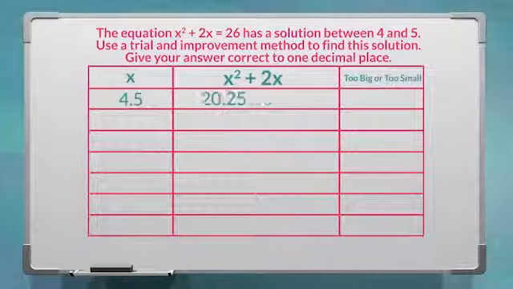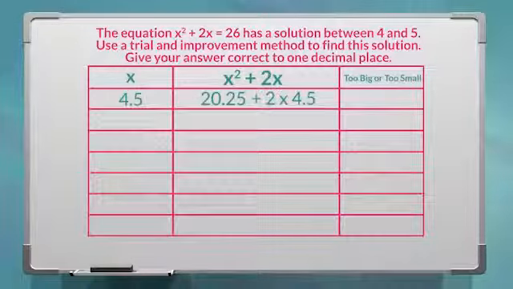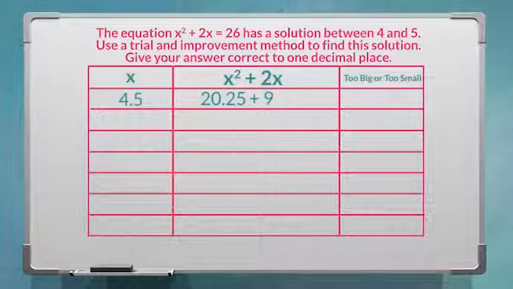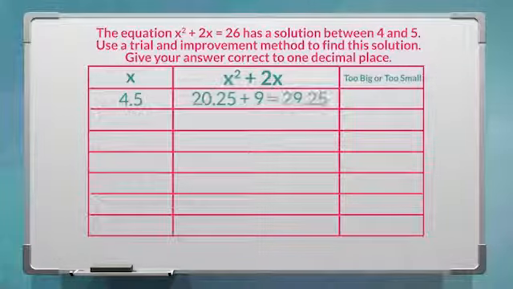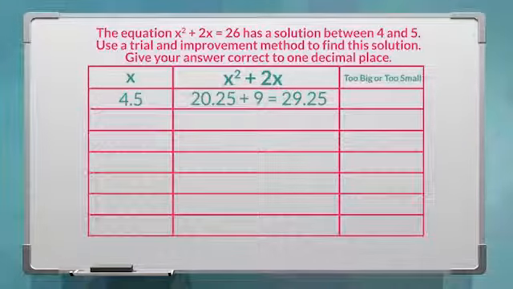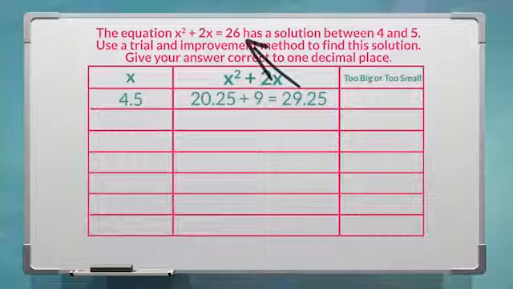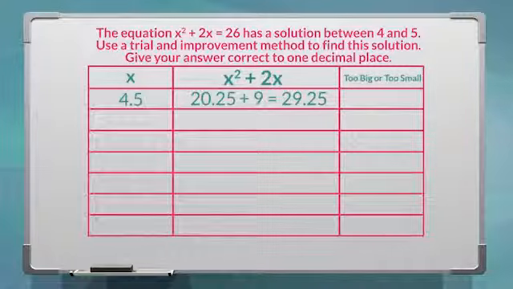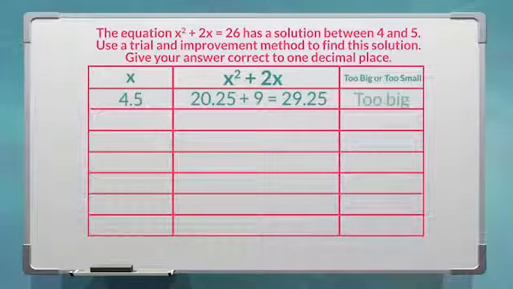After that, we have plus 2x. So we need to multiply the 4.5 by 2. This makes 9, which we then need to add on to the 20.25. This gives us 29.25. Let's see how close this is to what we are trying to get to. We are trying to get to 26, but have actually got to 29.25. This is too big for what we are trying to get, so we record this in the third column.